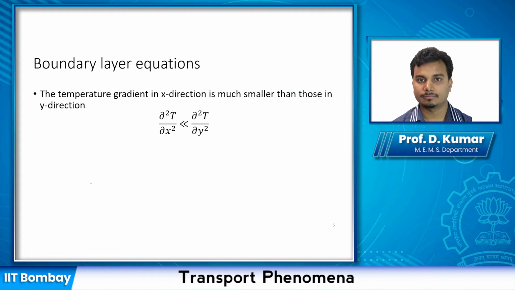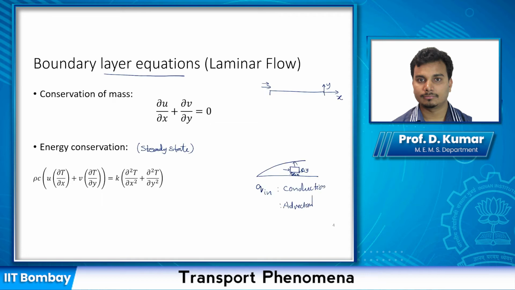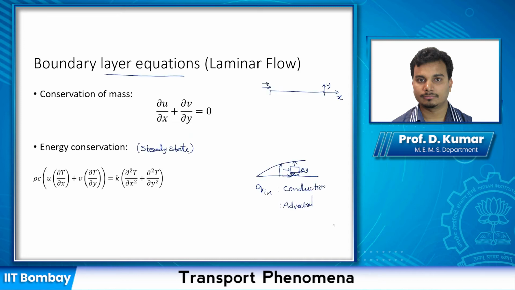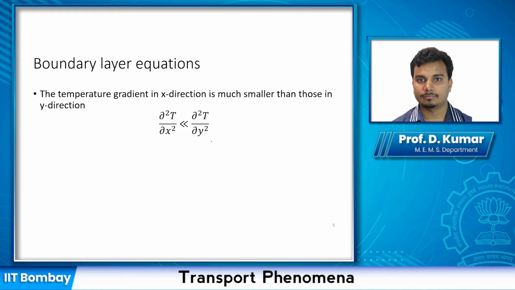Okay, so now for the given situation, what we see is the temperature from here to here changes rapidly compared to what it will change in the x direction. So we can say that ∂²T/∂x² should be much smaller than ∂²T/∂y². The change in temperature from here to here is much larger, because your boundary layer thickness is typically small. So this change is much larger compared to this change. So we can assume that. With that, the equation changes to a simpler form.